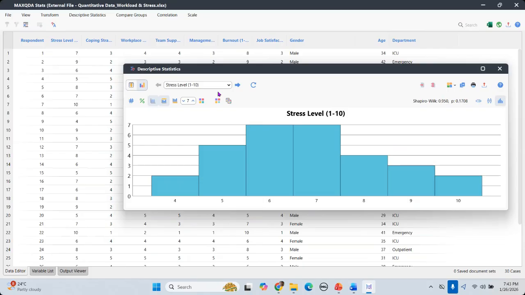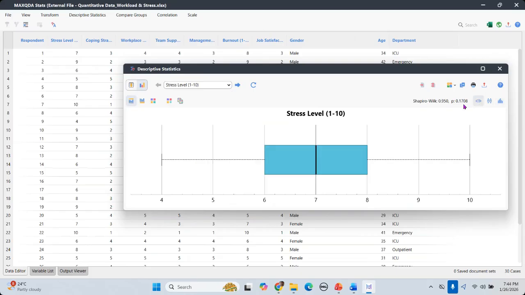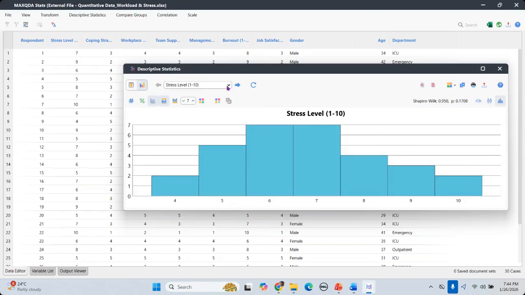Now, here I have 3 variables. Right now, I'm seeing the histogram. It is showing the data, how data is distributed with the help of the histogram. I can also see with the help of the box plot. This is called box plot. Okay. This is called histogram. Let me see the age group wise.